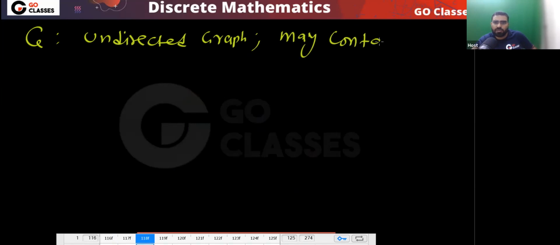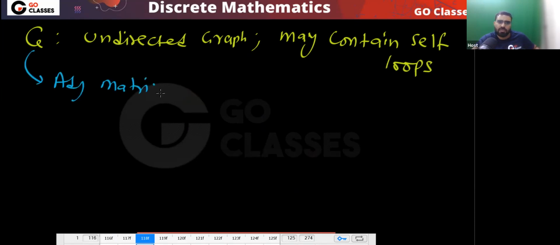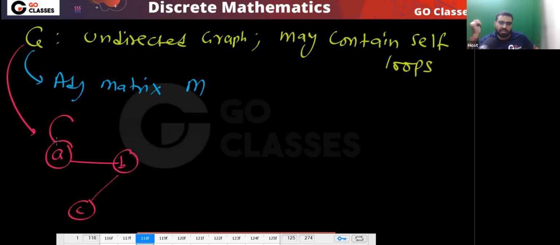an undirected graph. Okay, this is an undirected graph. It may contain self loops. Now you can easily see that for this G, there is an adjacency matrix. The adjacency matrix is M. Now you can notice in this G, you can have self loops. For example, you can have this type of loops.